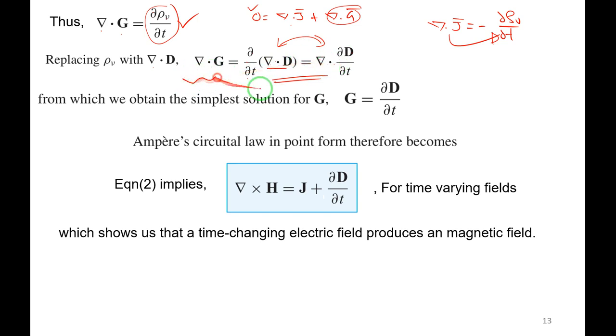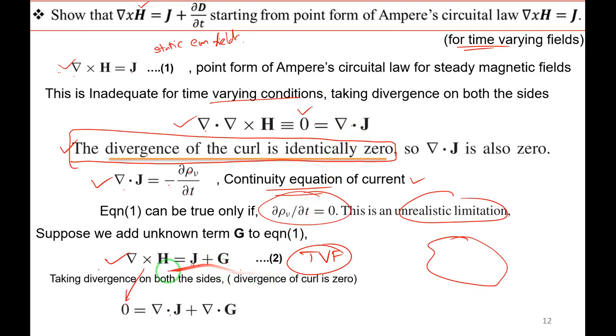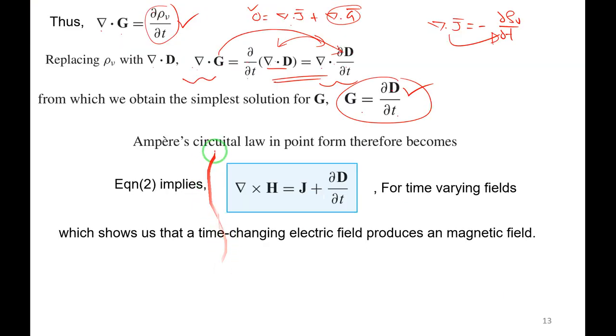Just observe this and this: del dot of G, del dot of G. But then what is G? G is equal to dou D by dou t. We came to know that G is equal to dou D by dou t. So substitute in equation 2. Substituting in equation 2, del cross H is equal to J plus G, which is nothing but dou D by dou t. This holds good only for time varying fields. But for static fields, there is no variation, so this will be 0. So del cross H is equal to J for static electromagnetic fields.